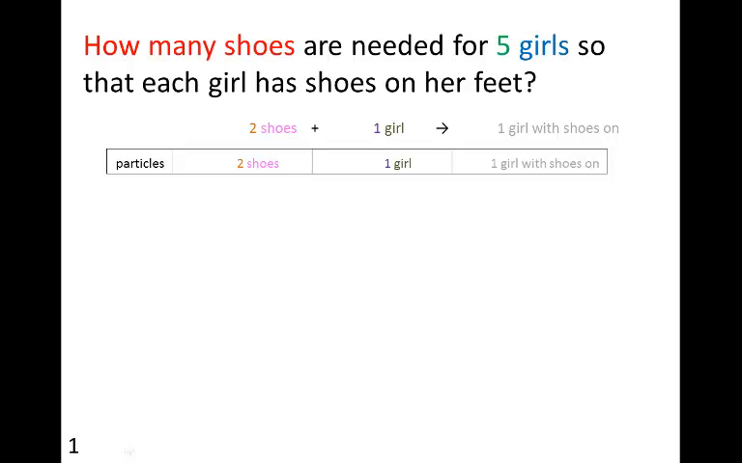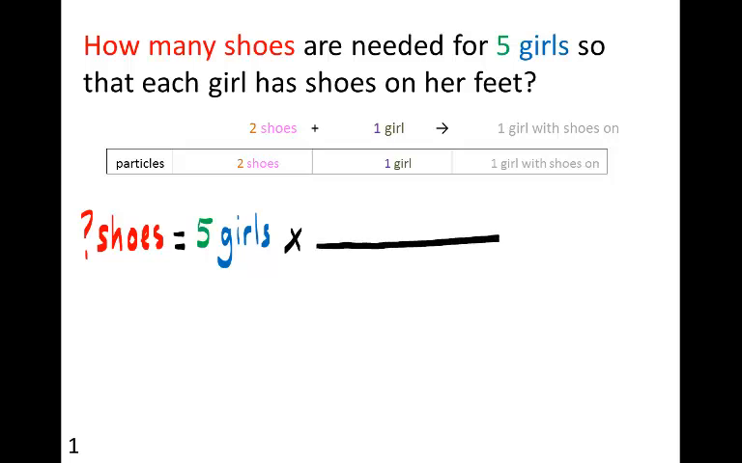We can use these ratios to solve problems because if we know the ratio, then we can apply that ratio to any particular actual amount situation, because any particular actual amount is just a factor of the basic ratio. So let's answer this question. How many shoes are needed for 5 girls so that each girl will have a pair of shoes on her feet? So this is our question. We must multiply it by a conversion factor.